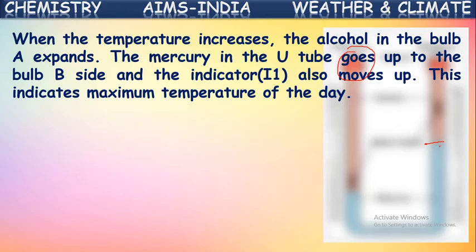How it is showing here, when temperature increases, the alcohol present in the bulb A expands. When it expands, what happens? It occupies more space in the left side U tube. So it comes down. When it comes down, mercury will be pushed towards the other tube. The column height of mercury will be raised in the second tube at the right side. So there the indicator also moves up. This indicator here at the right side tube indicates the maximum temperature of the day.